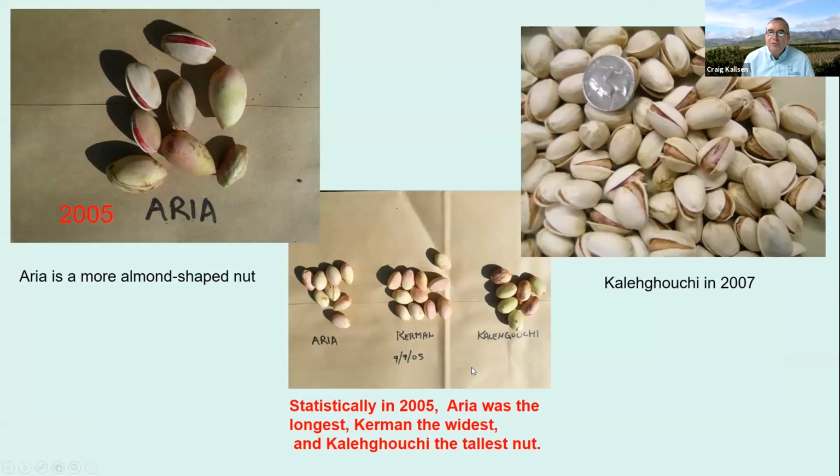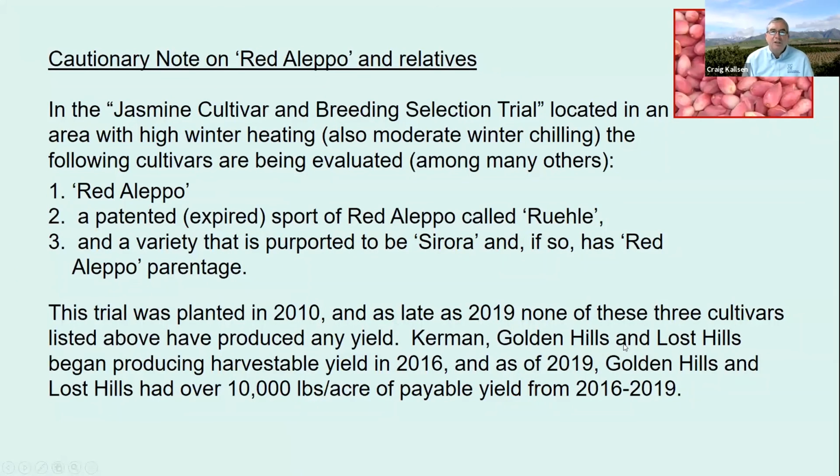These are just some pictures of some of the cultivars that are not UC cultivars. Here's Aria. I like Aria in some ways because it has this beautiful long almond-shaped nut, with a very clean white shell. Here's Calagucci again in 2007. It's a very large nut. I did some work statistically on just looking at the nuts. Aria in 2005 and some other years tended to be the longest nut, Kerman the widest nut, and Calagucci the tallest nut. But again, we're going to deal mostly with the UC cultivars.